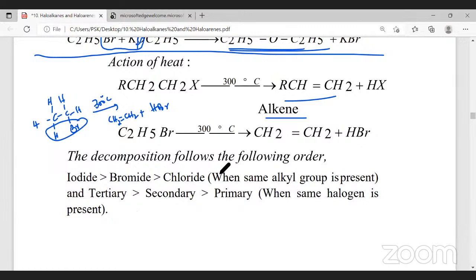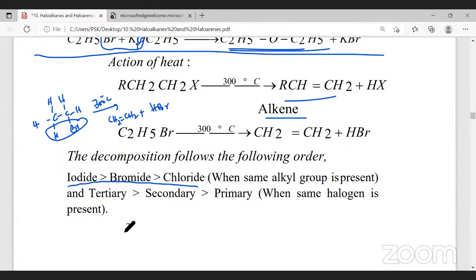The decomposition follows the following order. Iodides will decompose easily compared to bromides and chlorides because the bond between carbon and iodine is longer and weaker. The longer the bond, the weaker it is. So iodides will react more compared to bromides, and bromides will react more compared to chlorides when the same alkyl groups are present. And tertiary, secondary, primary: tertiary is more reactive compared to secondary and primary when the same halogens are present.